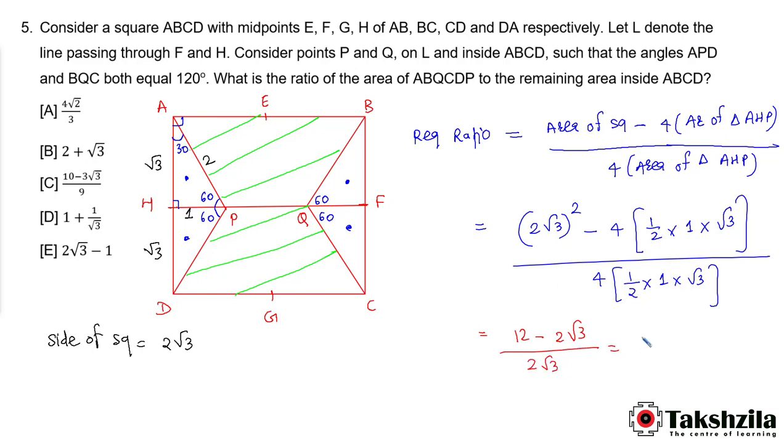Now from the numerator take 2 root 3 common, in a bracket 2 root 3 minus 1 is remaining divided by 2 root 3. So over here 2 root 3 and 2 root 3 will get cancelled out, and what we are left with is 2 root 3 minus 1, the ratio of required two areas. So our answer is option E. This is how we can solve this.